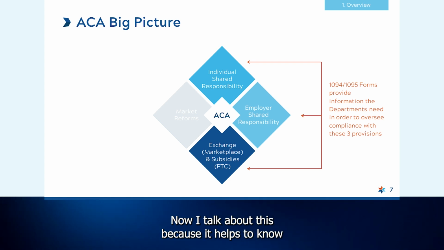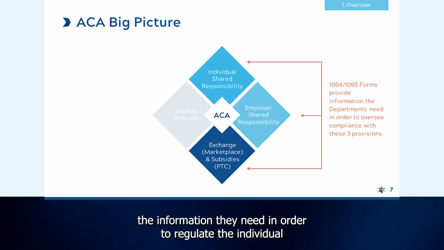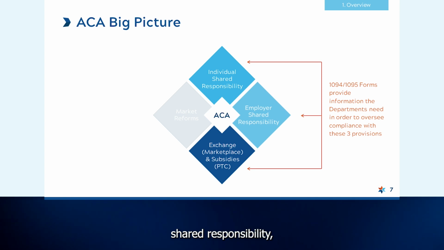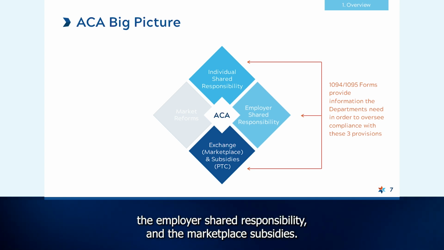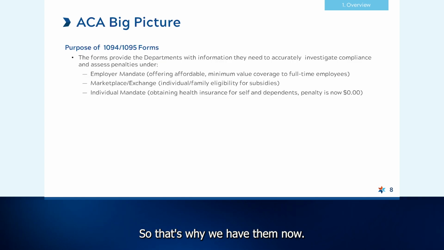Now, I talk about this because it helps to know that the 1094, 1095 forms give the regulators the information they need in order to regulate the individual shared responsibility, the employer shared responsibility, and the marketplace subsidies. So that's why we have them.